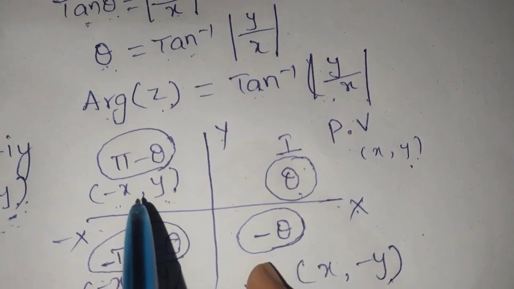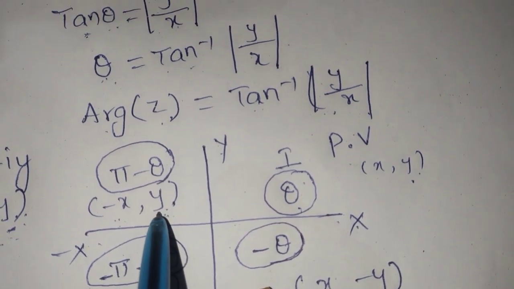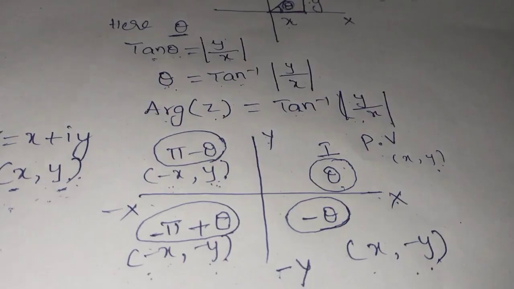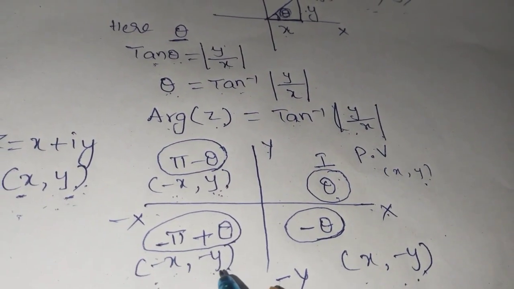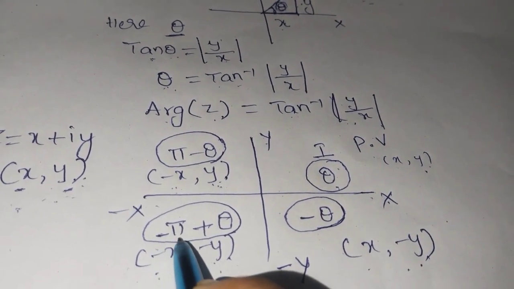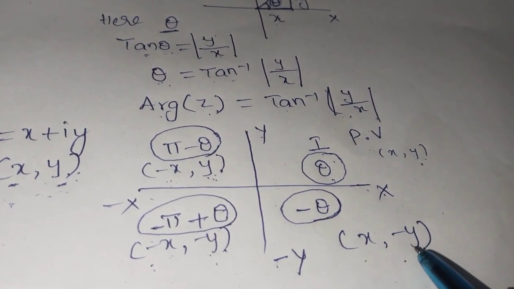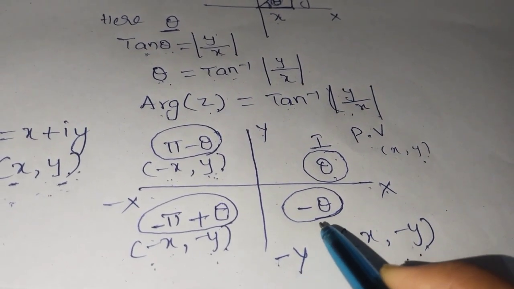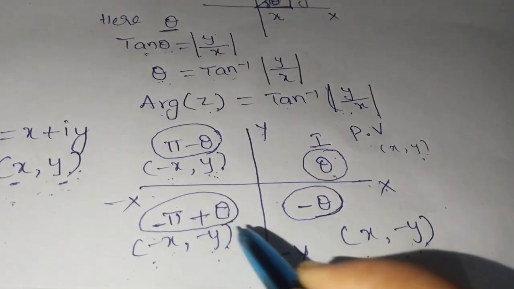When in the ordered pair one is negative and one is positive, that is minus x, plus y, at that time the principal value is pi minus theta. When the ordered pair is minus x, minus y, at that time the principal value is minus pi plus theta. When the ordered pair is plus x, minus y, at that time the principal value is minus theta. So you remember this while doing the problems.